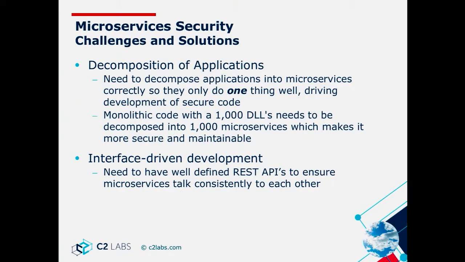So by designing your architecture correctly so they do one thing well, you now have the ability to do continuous integration and deployment. And just because they can do one thing well, and there's a lot more microservices, you are using interface-driven development. You need well-defined REST APIs to ensure the microservices talk consistently to each other. Do not build the Tower of Babel, right? Where you don't know what language you're talking to the other microservices in. Well-defined REST APIs across your microservices architecture.